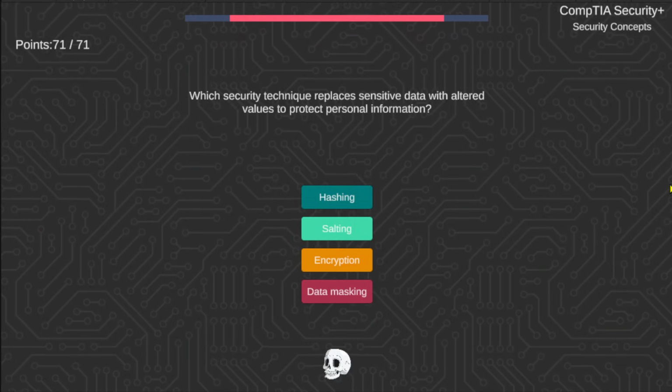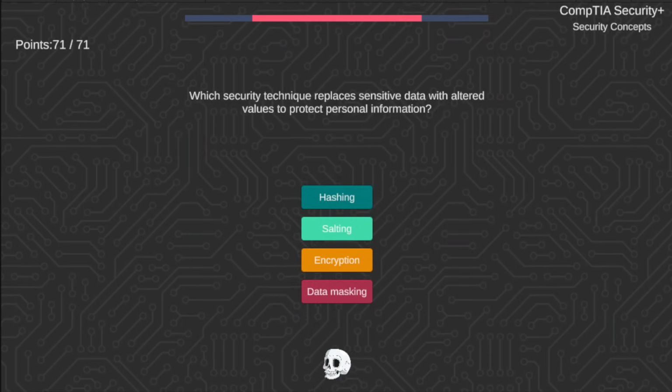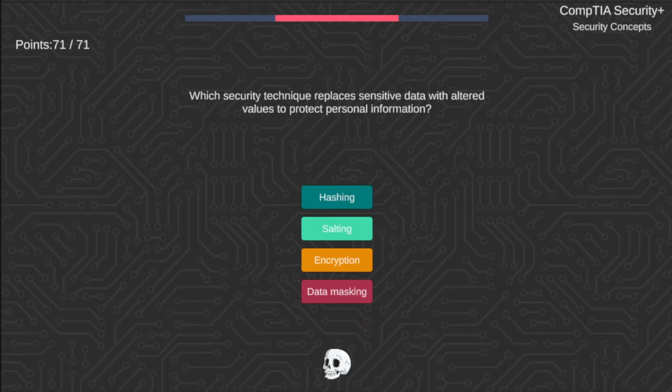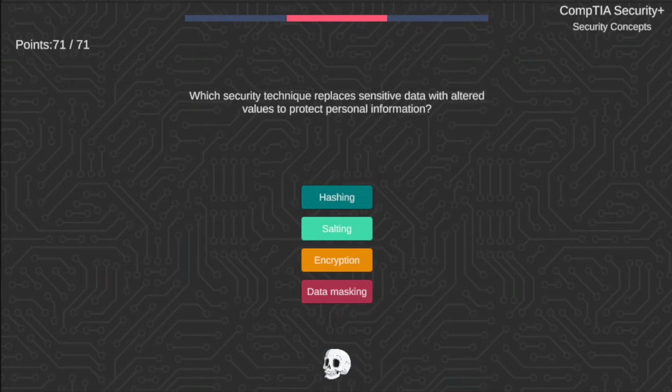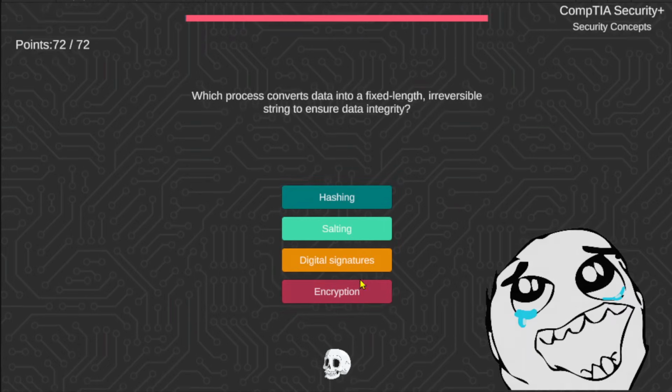Which security technique replaces sensitive data with altered values to protect personal information? Hashing, salting, encryption, or data masking? Replaces sensitive data with altered values to protect personal information. Correct answer is data masking.